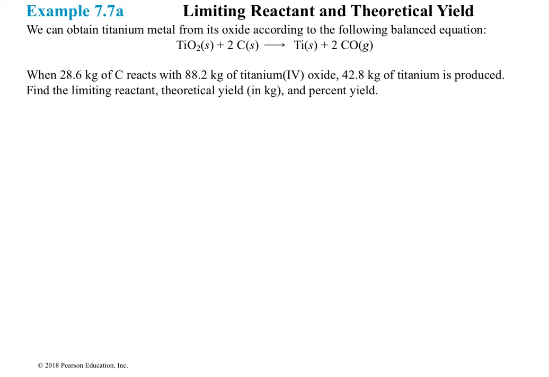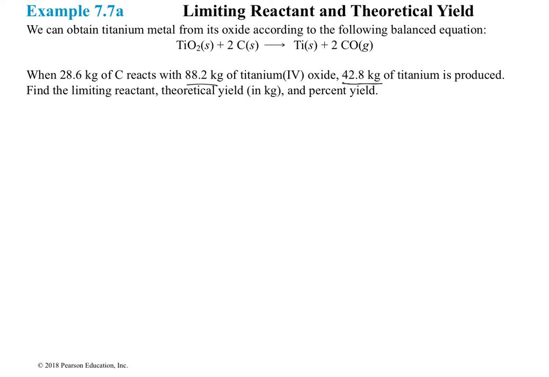Okay, in this example, we have titanium oxide and carbon reacting to form titanium and carbon monoxide. I have 28.6 kilograms of carbon reacting with 88.2 kilograms of titanium oxide. And then I produce 42.8 kilograms of titanium. Find the limiting reactant, theoretical yield, and percent yield.